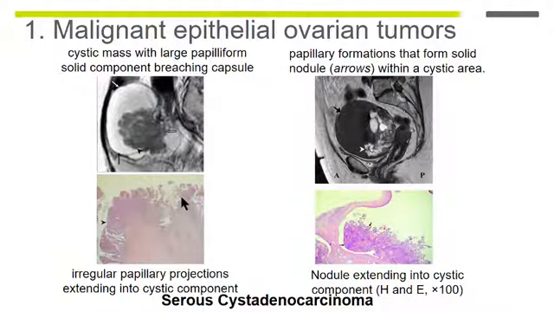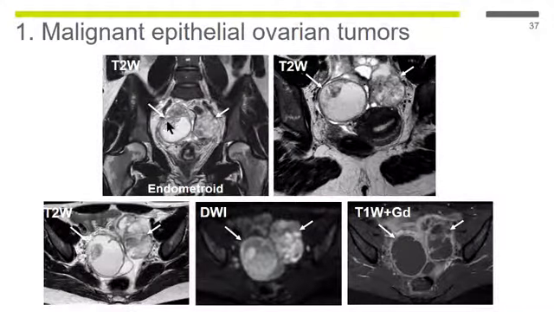Here are just some pretty examples showing you the papillary form projections and the kind of complex heterogeneous pattern of the solid components that characterize them. This one just shows an endometrioid cancer, and again, the only point here is that on diffusion-weighted imaging, the solid components are restricted, and they enhance on the gadolinium-enhanced images.